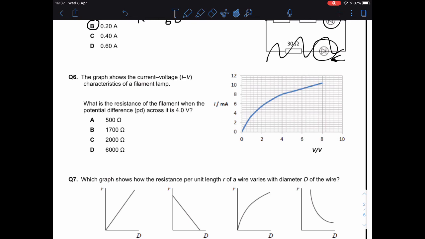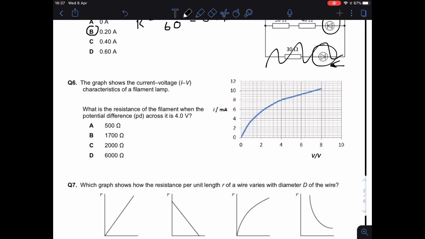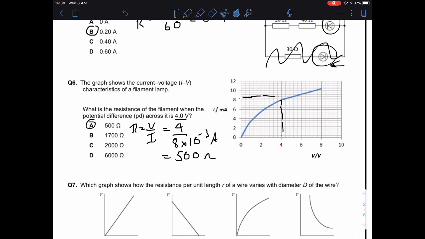Essentially, you've got to find the resistance. R is equal to V over I. It says we want to find the resistance when the voltage is 4, so it's 4 over, and then we have to go up and read off the current, which is 8 times 10 to the minus 3 amps, because it's 8 milliamps, and that will give us an answer of 500 ohms, which is answer A. Okay, very straightforward, that one.